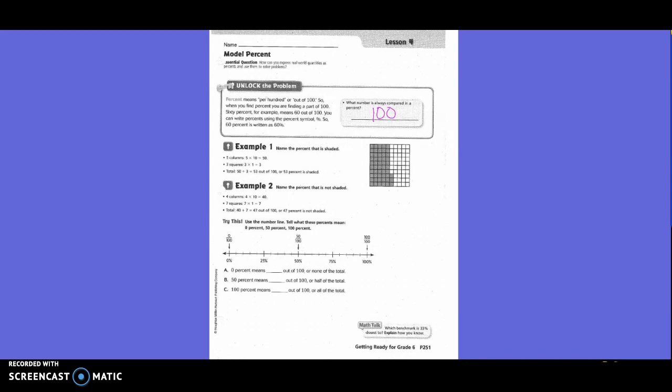So we said 0% means 0 out of 100. 50% means 50 out of 100, or half of the total. 100% means 100 out of 100, or all of the total.